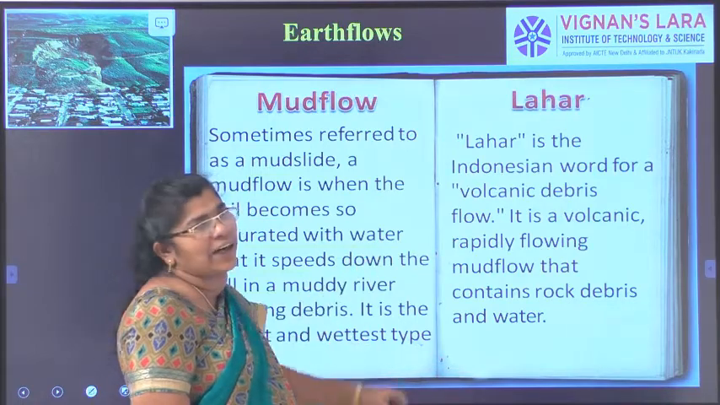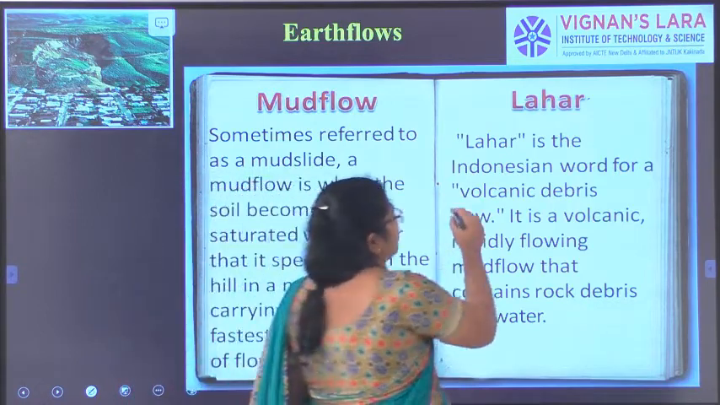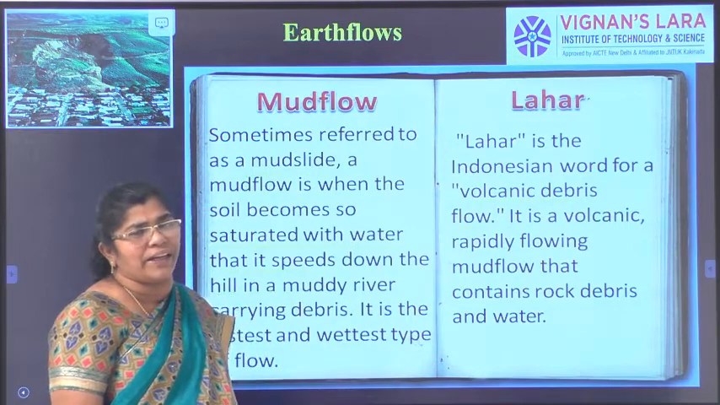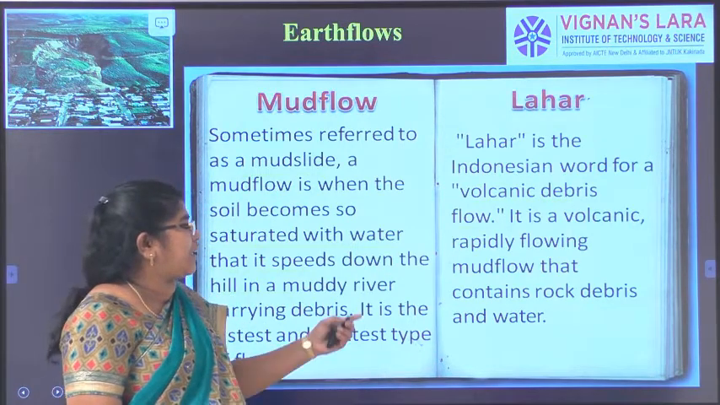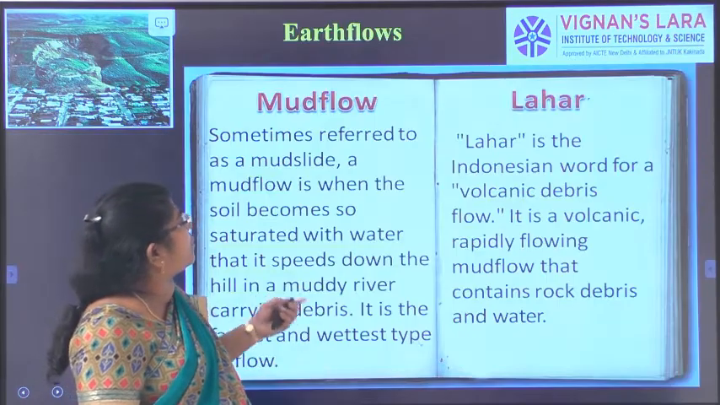And the next one we call a lahar. Lahar is an Indonesian word and it is a volcanic debris flow. So where a volcano is there, the flow will be very high and it will be hard debris, that we call a lahar. So these are the two earth movements.